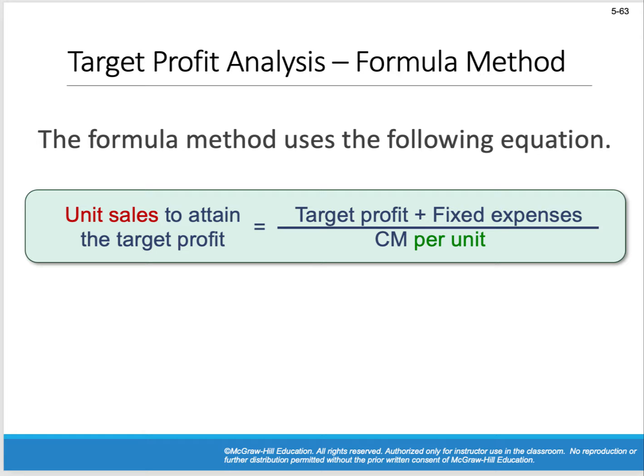Guess what? We can also use a formula method, right? The formula method that we see summarized here is what we use to compute, again, the quantity of units that have to be sold to attain a target profit. If you look at this, this should be very familiar to you. Because if we look at fixed expenses divided by contribution margin, or unit CM, that's our break-even point, okay? All we're doing here is saying, I want to know how many units I've got to sell to get a target profit of a specific amount. So in order to figure that out, I need to take my target profit, in this case it's 100,000, add my fixed expenses, and divide by my contribution margin per unit, okay?